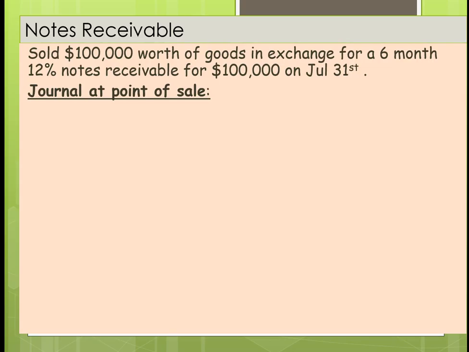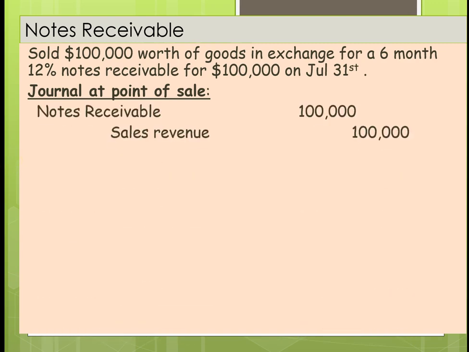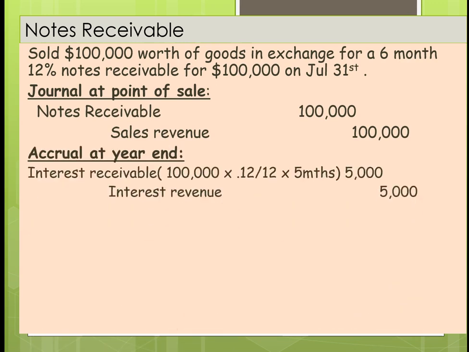Now, when we just have a notes receivable, what we're going to do is we're going to book the face of the note and book the whole sales revenue at the point of sale, and then the interest is going to accrue over time. So at the end of the year, we would include 5 of the 6 months' interest we would accrue, assuming we have not accrued it each month.